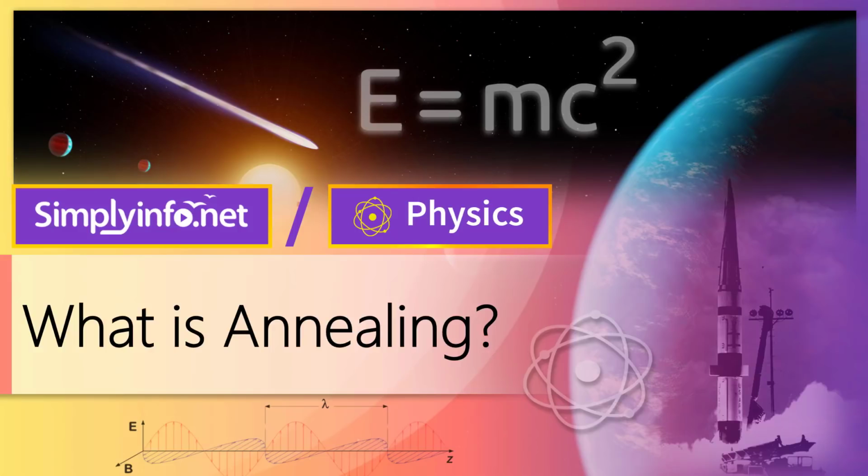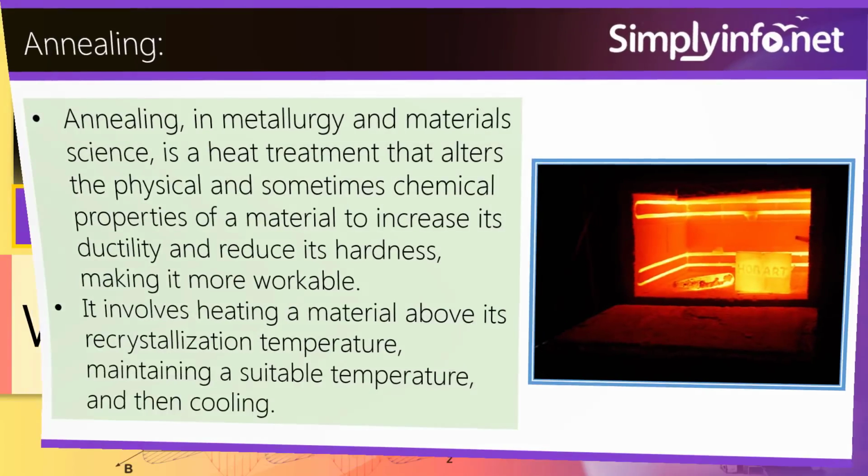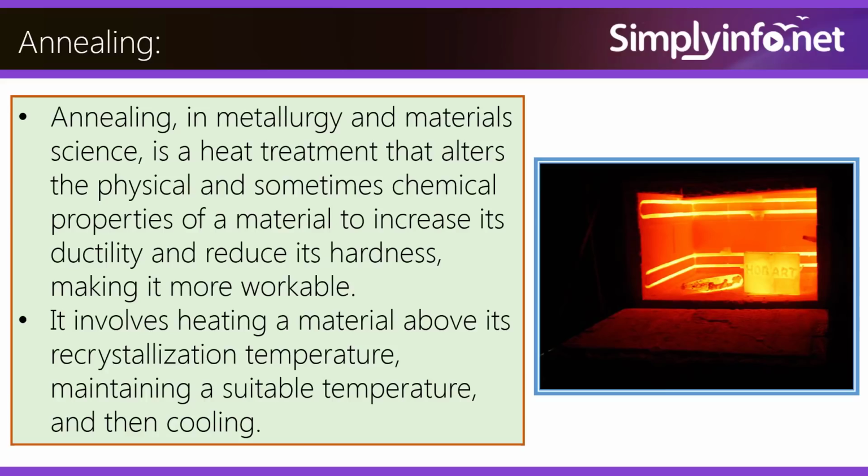What is annealing? Annealing in metallurgy and material science is a heat treatment that alters the physical and sometimes chemical properties of a material to increase its ductility and reduce its hardness, making it more workable. It involves heating a material above its recrystallization temperature, maintaining a suitable temperature, and then cooling.